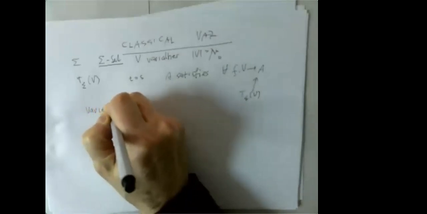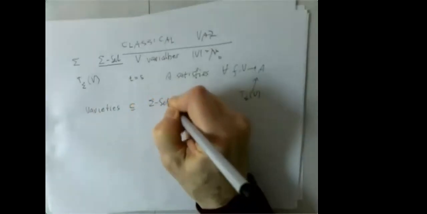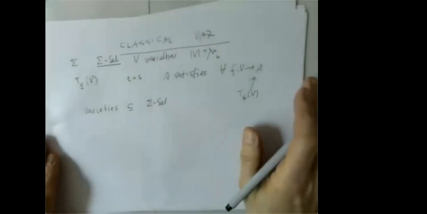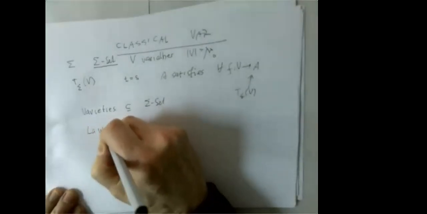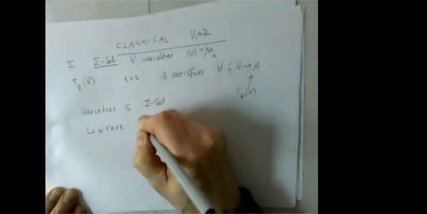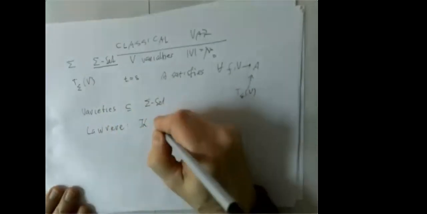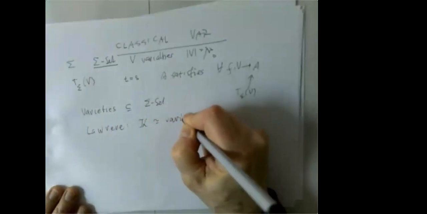By a variety, I mean simply a full subcategory of this category of sigma algebras over sets presented by equations. And you can characterize these varieties as categories. So what Lawvere did was to say a category K is equivalent to a variety if and only if.